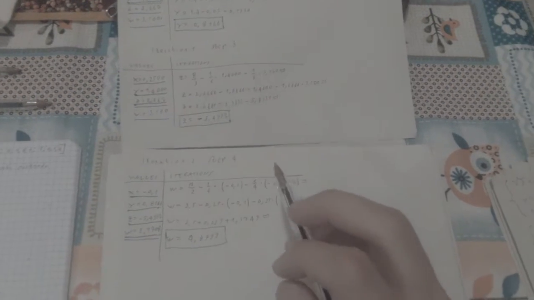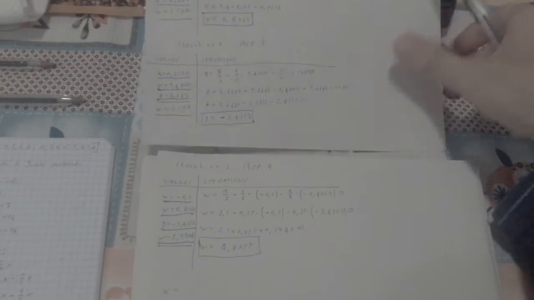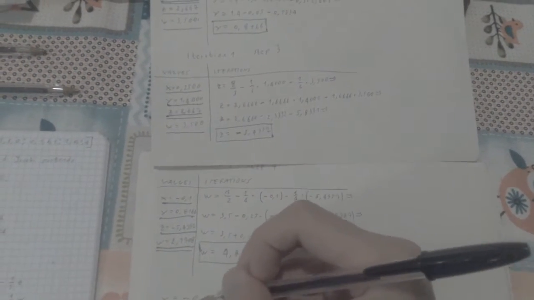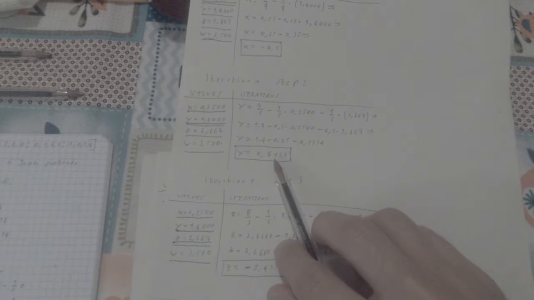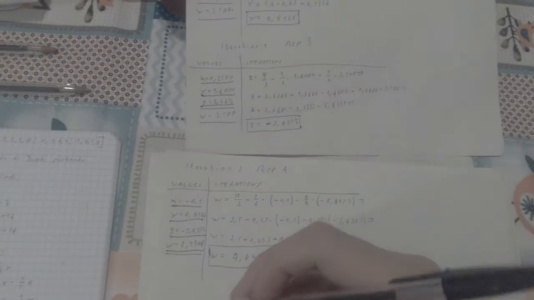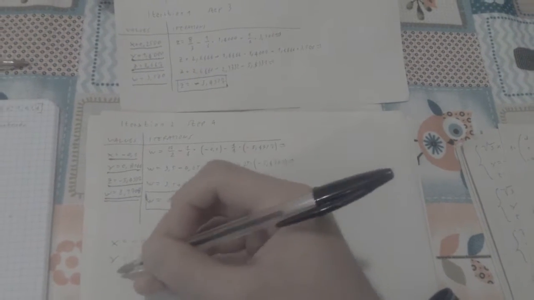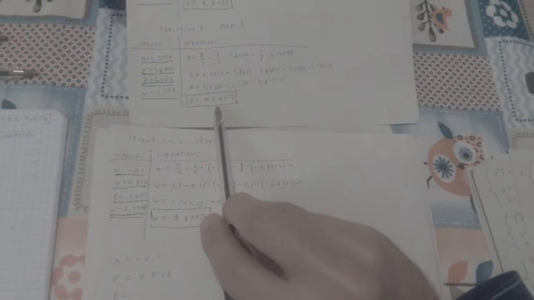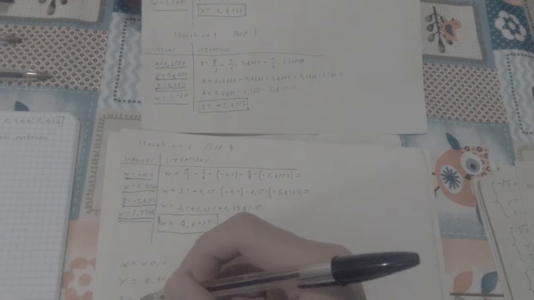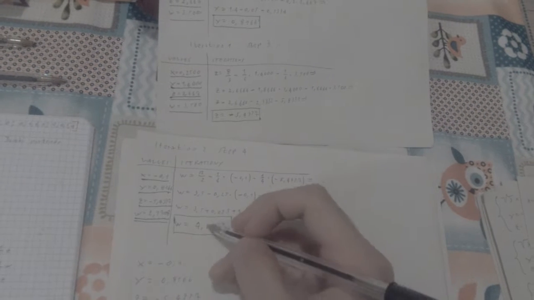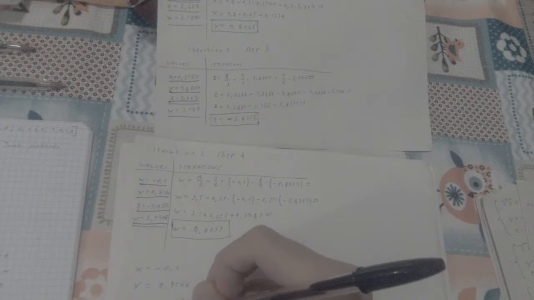So right now we finished up the second iteration, and so we're going to have x equal to this one, negative 0.1, y equal to 0.8166, z equal to this, negative 5.4997, and w actually equal to this, 4.8999.